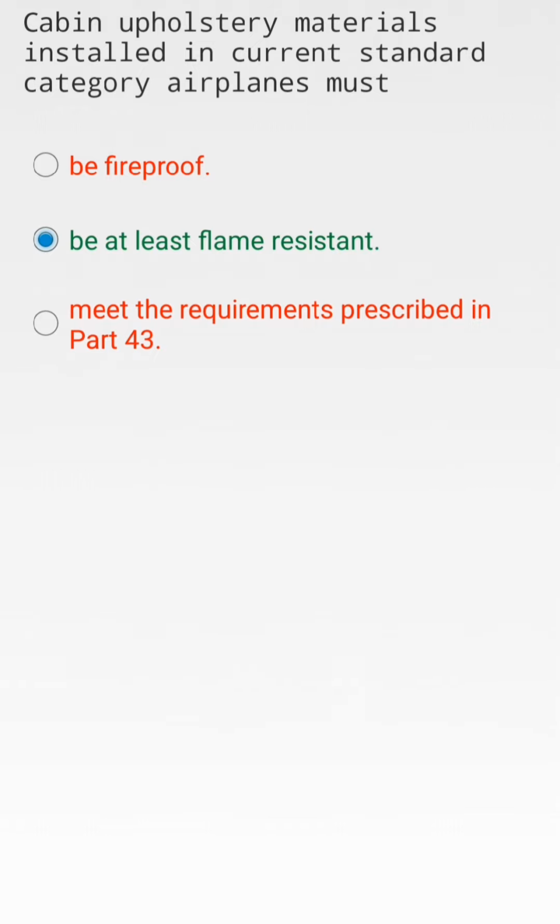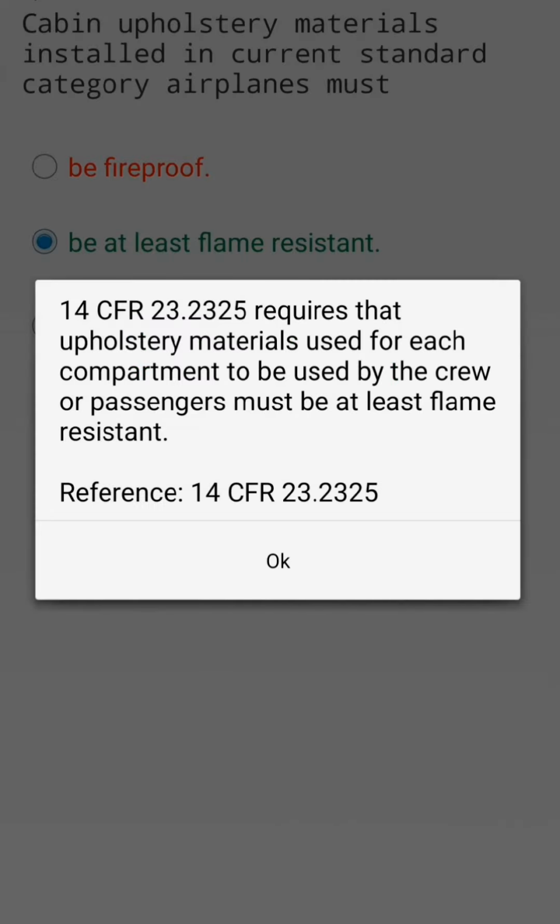Cabin upholstery materials installed in current standard category airplanes must be at least flame resistant. 14 CFR 23.853 requires that upholstery materials used for each compartment to be used by the crew or passengers must be at least flame resistant.